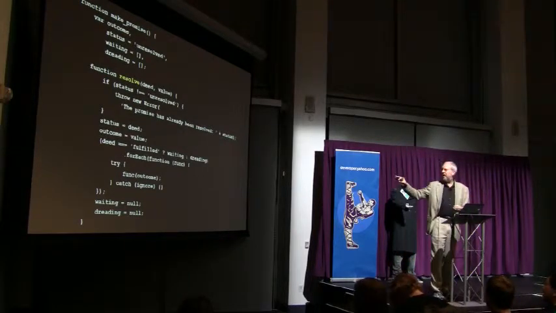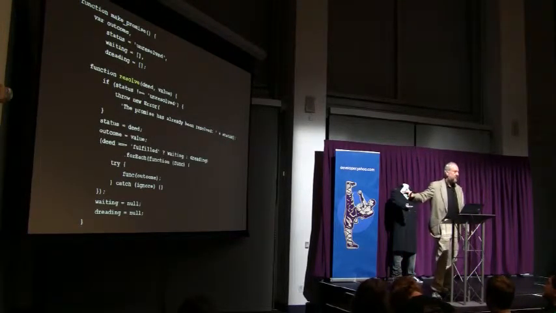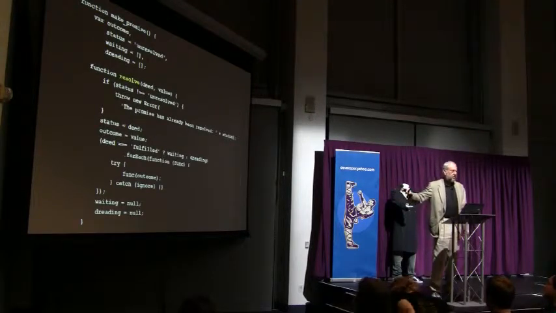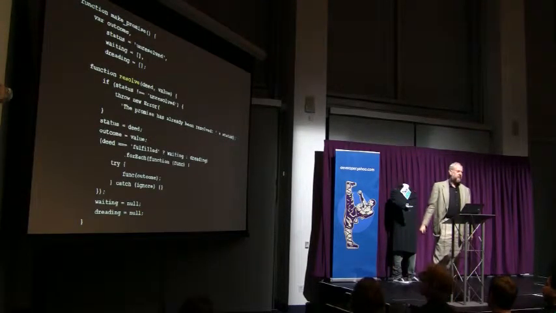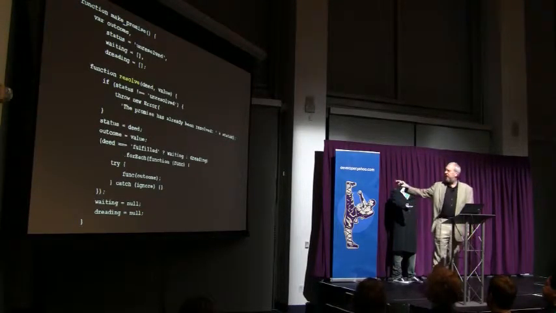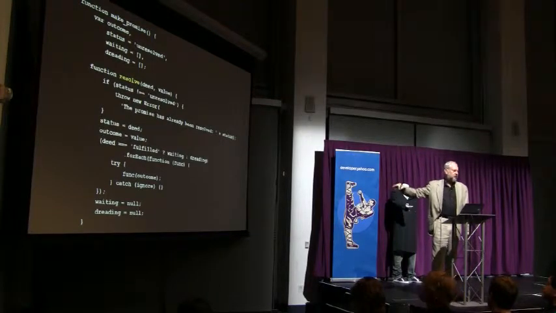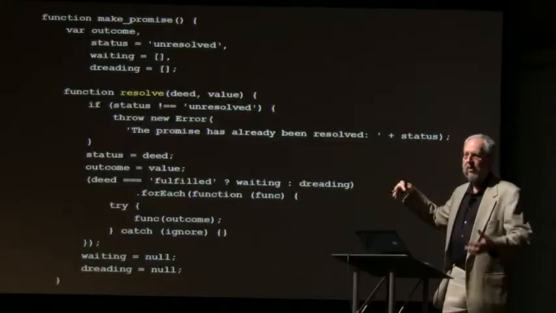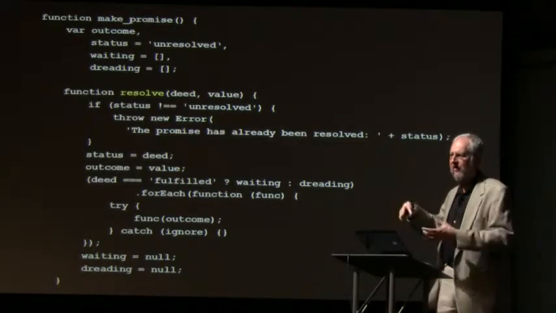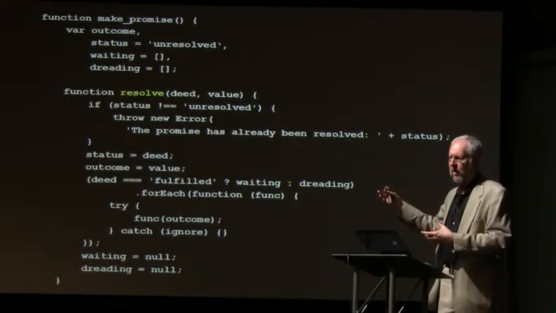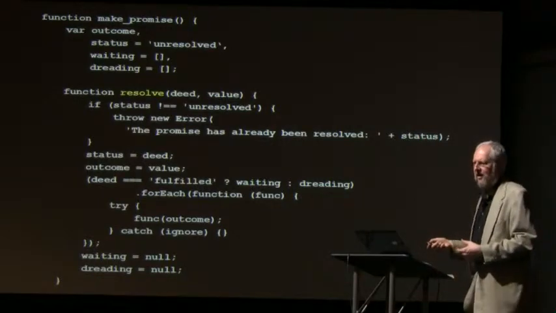Otherwise, we'll go through, using one of the nice things in ES5 now, we've got a forEach method. So we'll figure out which of those two arrays of functions we've got, and we'll say for each one of those functions, call this function. And this function will then go and call each of those with the value. And we had to wrap it in a try-catch because if any of those functions should throw, we don't want that to interfere with the other functions getting a chance to run. Okay, everybody still with me?